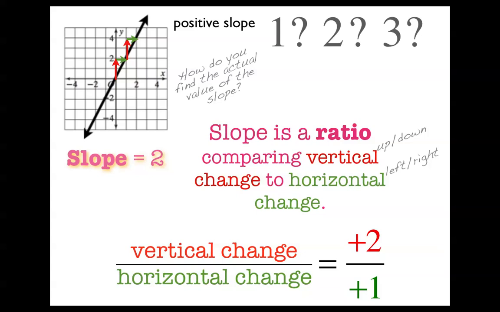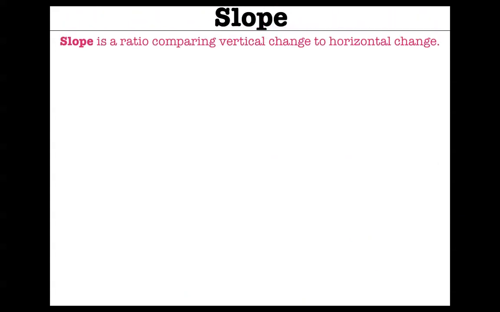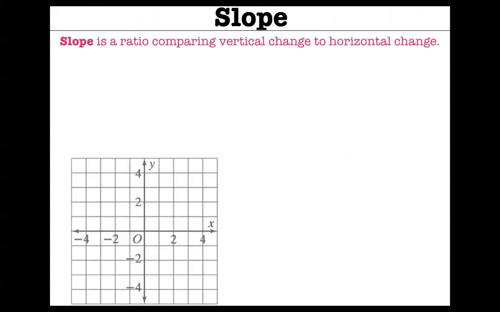So slope is just a number value that tells you that this line goes up 2 over 1, not up 3 over 1, not up 5 over 1, not down 2 over 1, but positive 2 is our slope because you're going up 2 over 1. Okay, so slope is a ratio comparing vertical change to horizontal change.